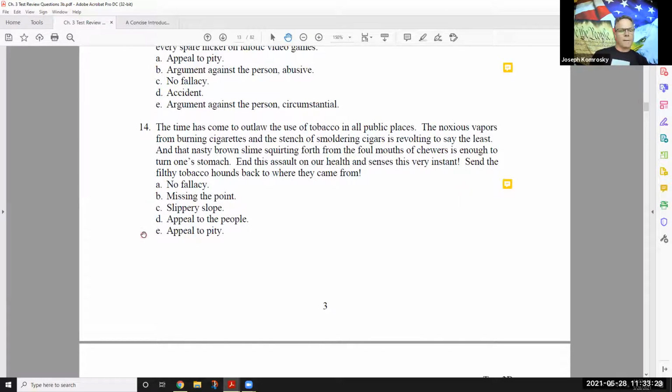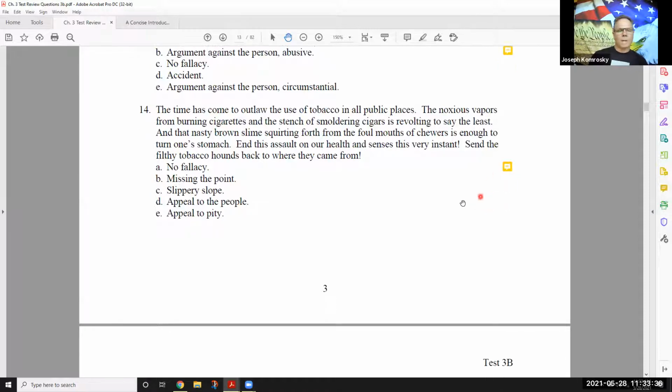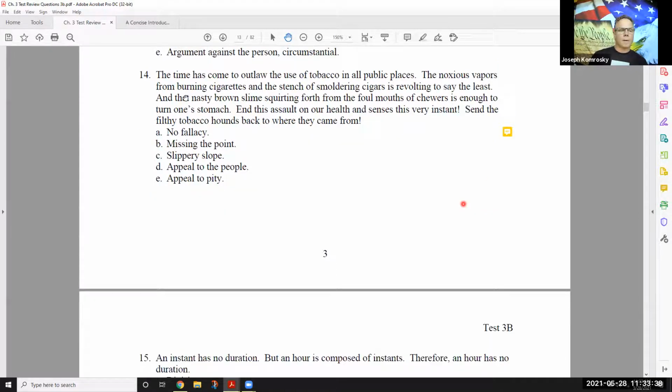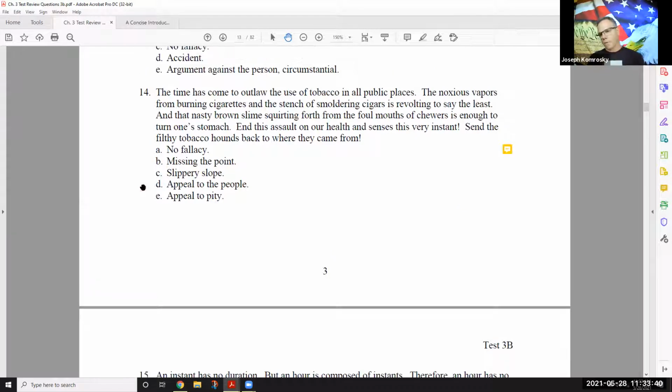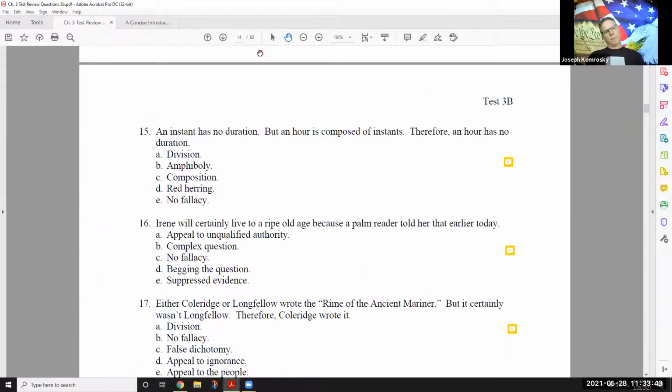Pause, think about it. And what do you think the fallacy is? Appeal to the people. Correct. And you can look that up if you want more clarity on it. But again, going forth here, I'm going to run through these quickly. And you can pause and think about your answers.